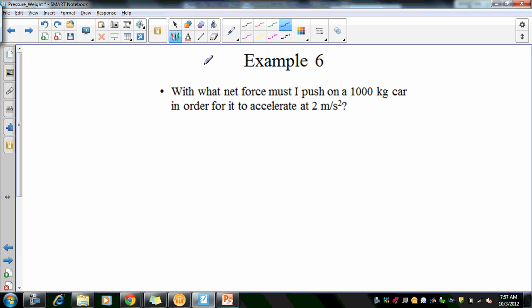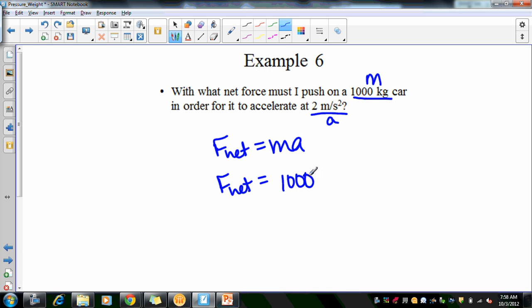All right, so last example. With what net force must I push on a 1,000 kilogram car in order for it to accelerate at 2 meters per second squared? So again, our equation, F net equals ma. So kilograms is your mass. Meters per second squared is acceleration. And so we're looking for that F net. We have 1,000 times 2. And so our answer would be 2,000 newtons. Force is measured in newtons in the metric system.